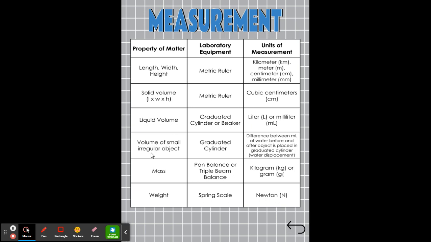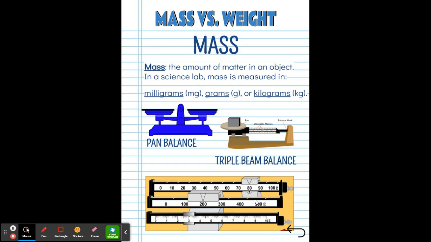Volume of small irregular object, we would use a graduated cylinder. The difference between mL of water before and after an object is placed in the cylinder is known as water displacement. Mass, we would use a pan balance or a triple beam balance. We would measure that in grams or kilograms. And then if we want to check for weight, we could use a spring scale, which is measured in newtons.